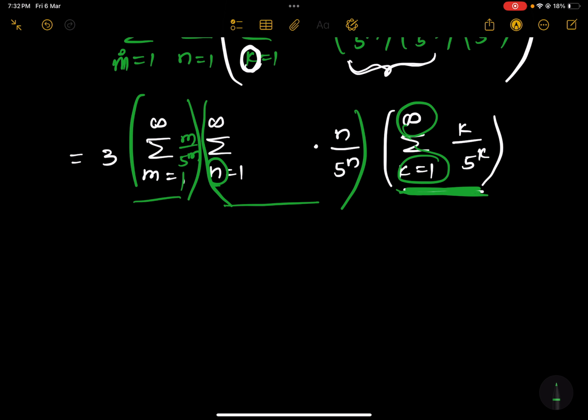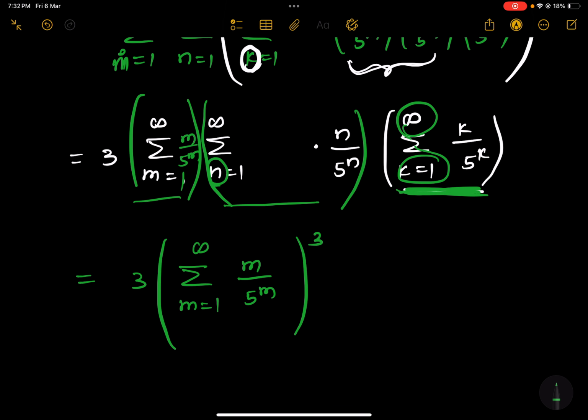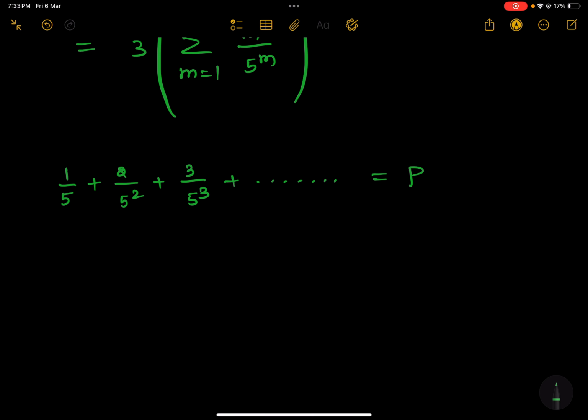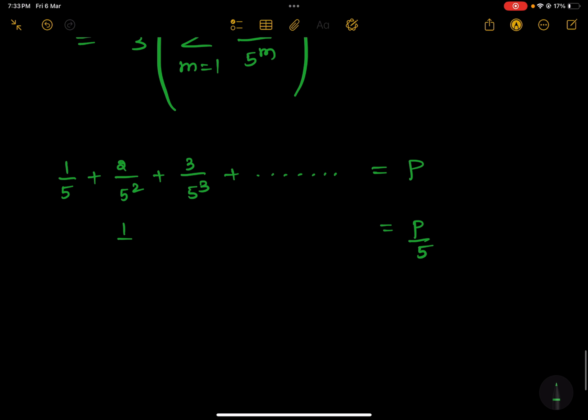So alright, this is essentially equal to sigma m equals 1 to infinity m upon 5 to the power m, whole cube. Alright, because these are equal. Now let us try to find out what this is. When you put m equal to 1, you'll get 1 upon 5, and then you'll get 2 upon 5 square, and then you'll get 3 upon 5 cube, plus and so on. Let us say this summation is p. Now let us see what p upon 5 is. P upon 5 will be 1 upon 5 square.